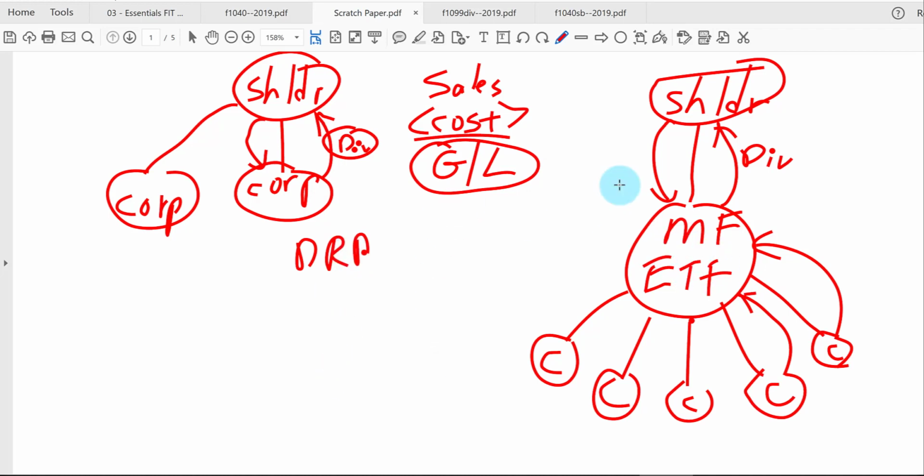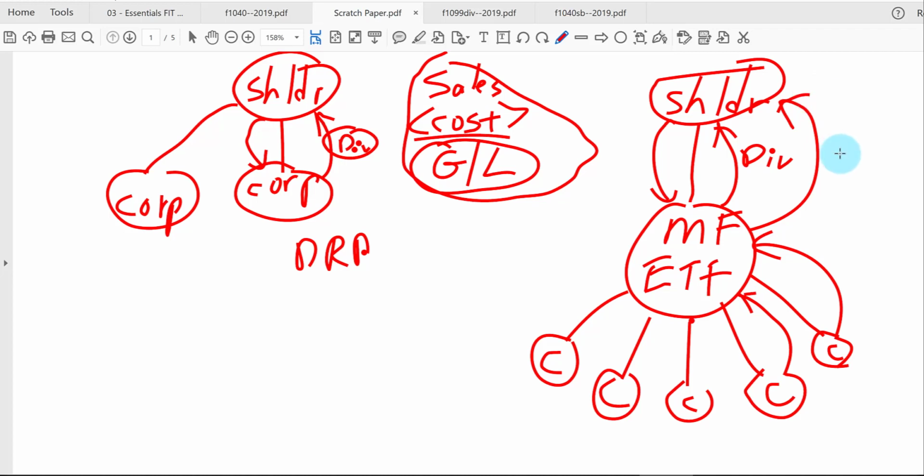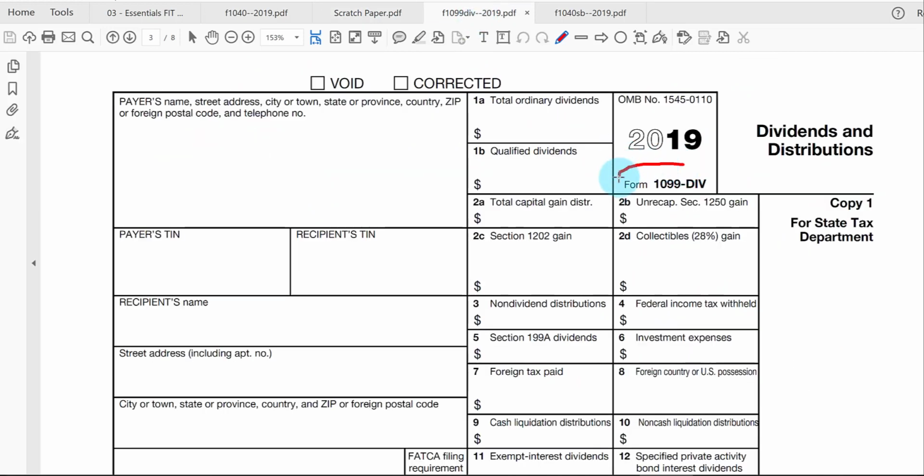the mutual fund may also sell stock, the underlying stock. And if that's the case, the gain may also be distributed to the shareholder. Sometimes we call that a capital gain distribution, just like a dividend distribution. So these dividends are reported as income to the shareholder on a form called a 1099 DIV. And there's lots of different boxes here.